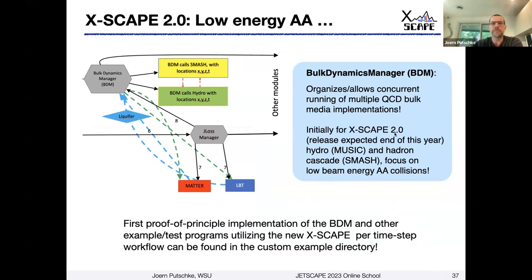And this is basically my last slide. For XSCAPE 2.0, we want to have a low energy gold-gold heavy ion collision. In particular, we want to utilize this functionality in a new bulk dynamics manager, which organizes and allows concurrent running of multiple QCD bulk media implementations on a per time step basis and exchange of information and so on. So this is really utilizing all the extensions of XSCAPE. So initially for XSCAPE 2.0, which hopefully releases at the end of the year, the first step would be to have a hydro, MUSIC, implemented and a hadron cascade, SMASH, with the focus on low beam energy heavy ion collisions, and really have a concurrent and simultaneous evolution of hydro and the hadron cascade and their interaction in time and space.